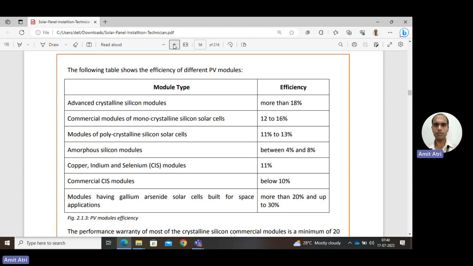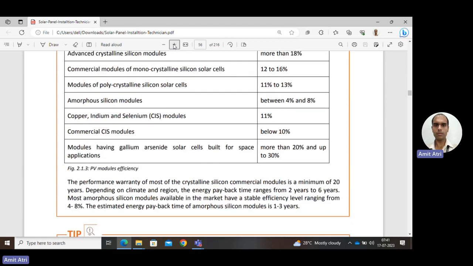Then the high efficiency modules are gallium arsenide solar cells. Usually they are used in space applications. Like in satellites, they also have this solar module, so that the satellite can work. From there it gets the electricity. Their efficiency is very high, more than 20%, and it can reach up to 30%.